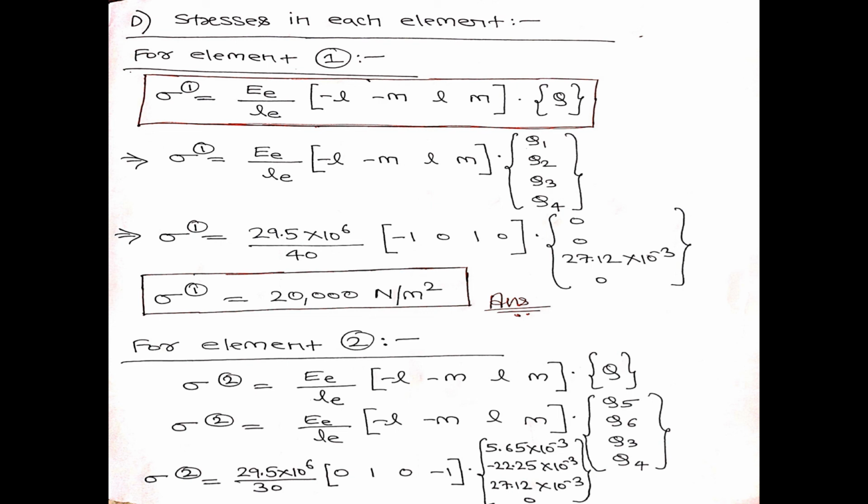Now we know each and everything. We know all the values of Q. Just substitute it, multiply the matrix. Finally, you will get the elemental stress for the first element, which is coming out to be 20,000 Newton per meter square. Any doubt?